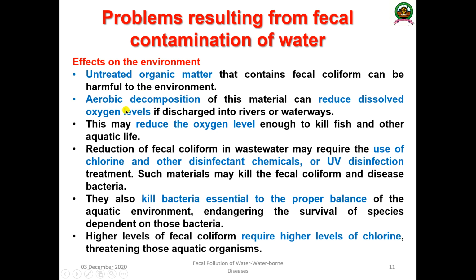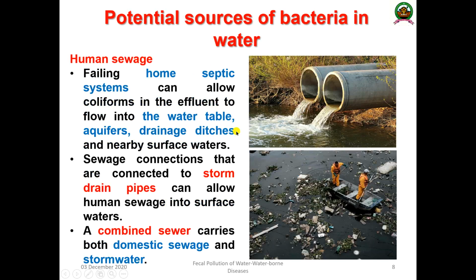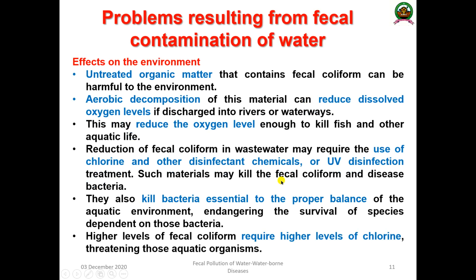The aerobic decomposition of this material can lower the oxygen level if it is discharged into rivers and water bodies. If waste materials are continuously discharged like this, it will reduce the dissolved oxygen content present in the water, and thereby all aquatic animals will not have sufficient oxygen to survive. They will die actually, due to the high toxic component.